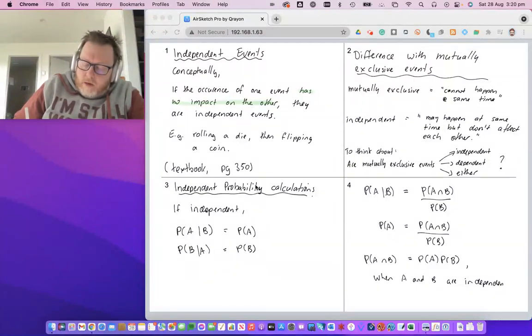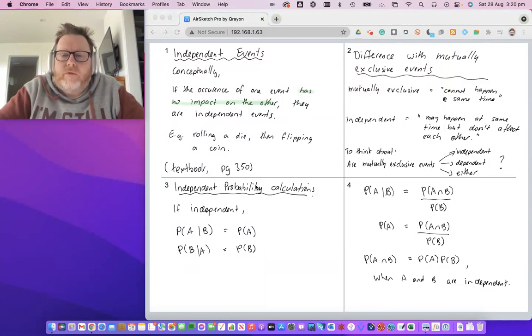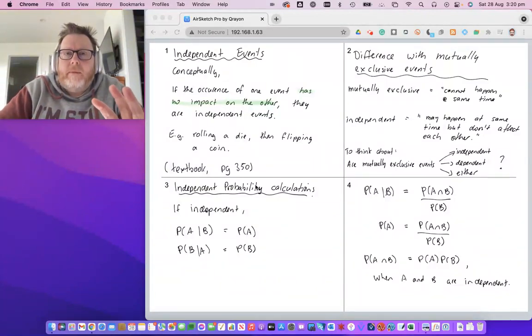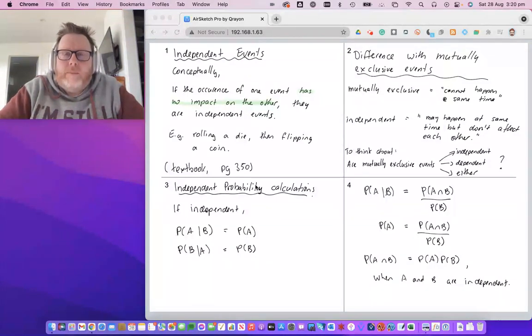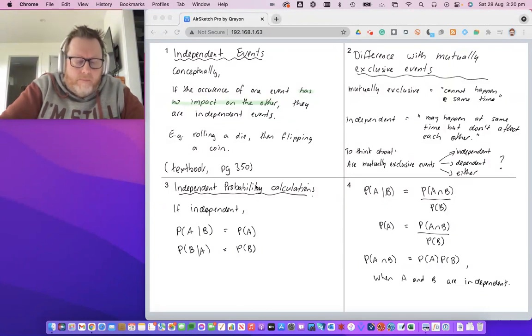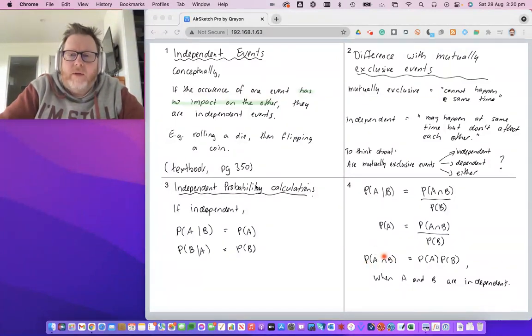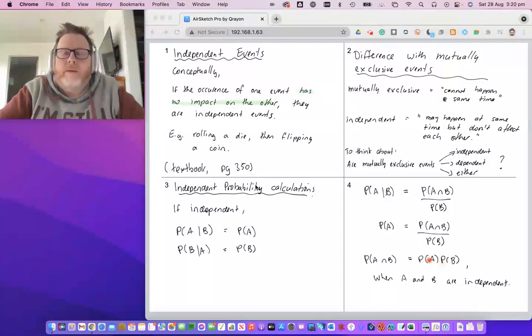And that's just a new formula for you there. Probability of A intersect B equals the probability of A multiplied by the probability of B. And this is one of those things which we call an if and only if statement. In other words, if I can show that the probability of A intersect B is the same as multiplying the two probabilities together, then it must be that A and B are independent events. And if A and B are independent events, then the probability of A intersect B is probability of A times probability of B.